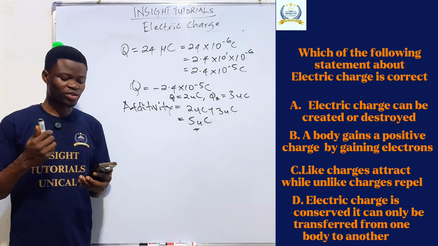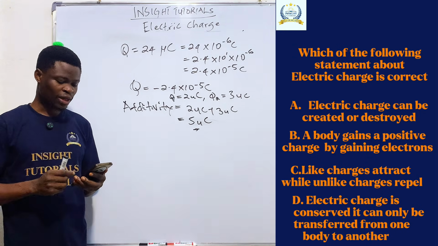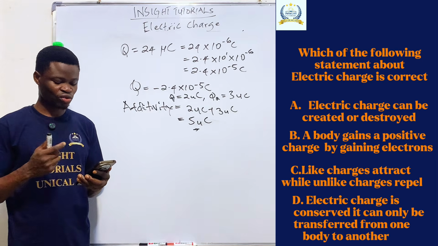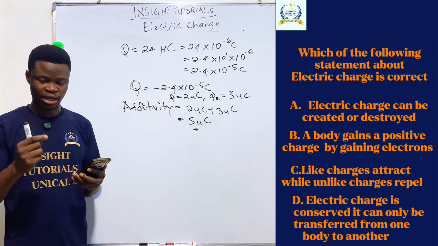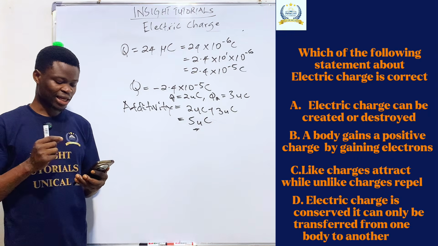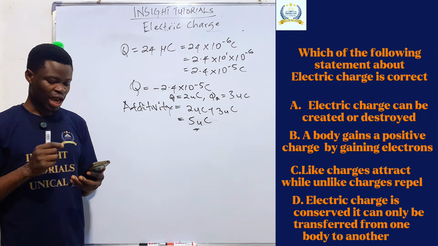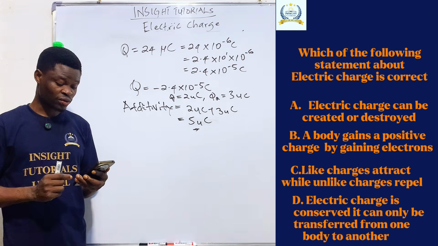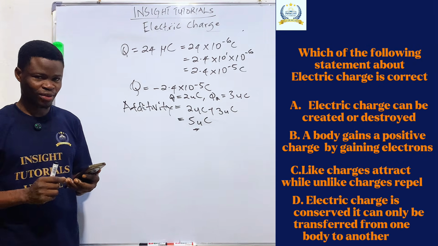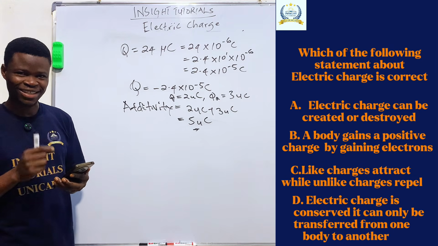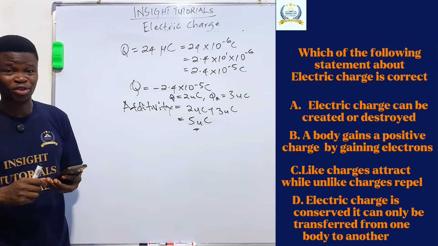Which of the following statements about electric charge is correct? A. Electric charge can be created or destroyed. B. A body gains a positive charge by gaining electrons. C. Like charges attract while unlike charges repel. D. Electric charge is conserved. It can only be transferred from one body to another. What do you think is the right answer? I believe you should know before I even state it. So the correct option is option D.